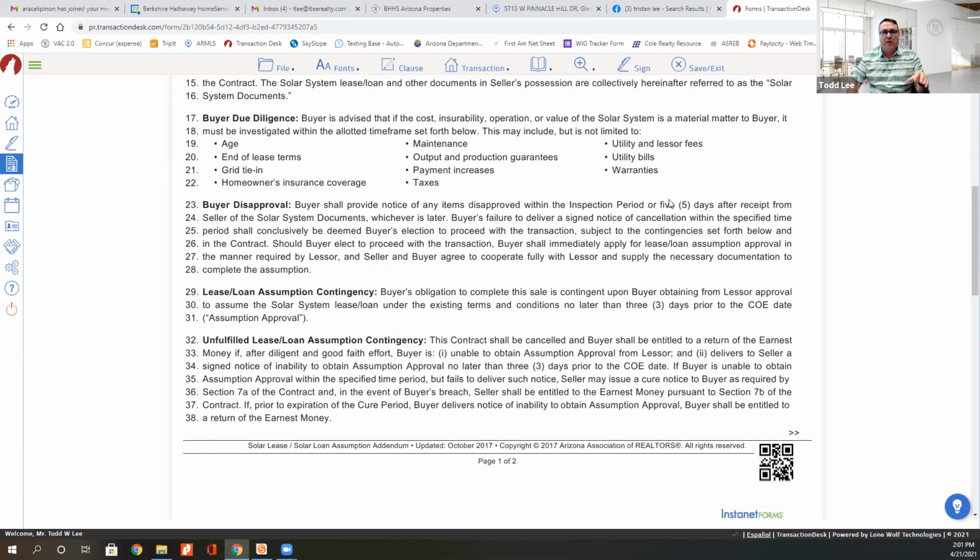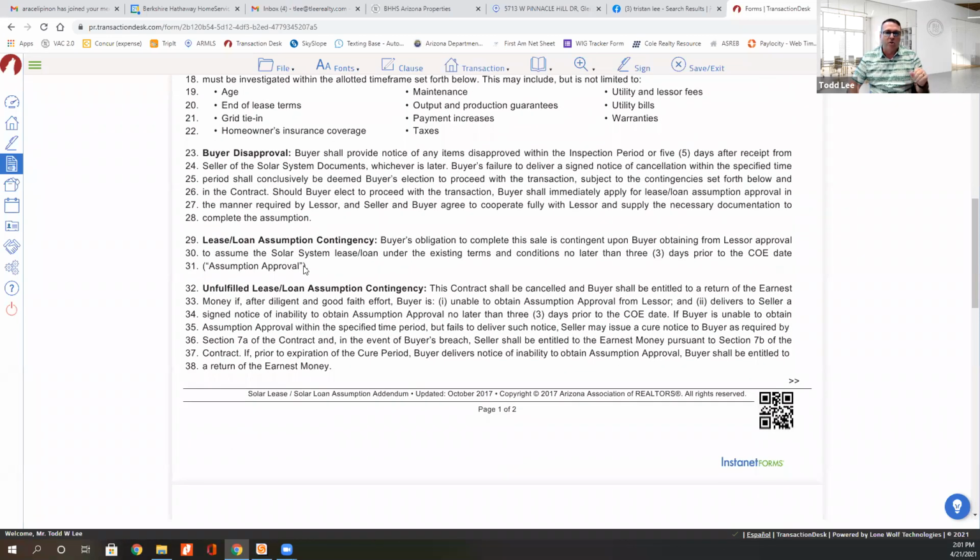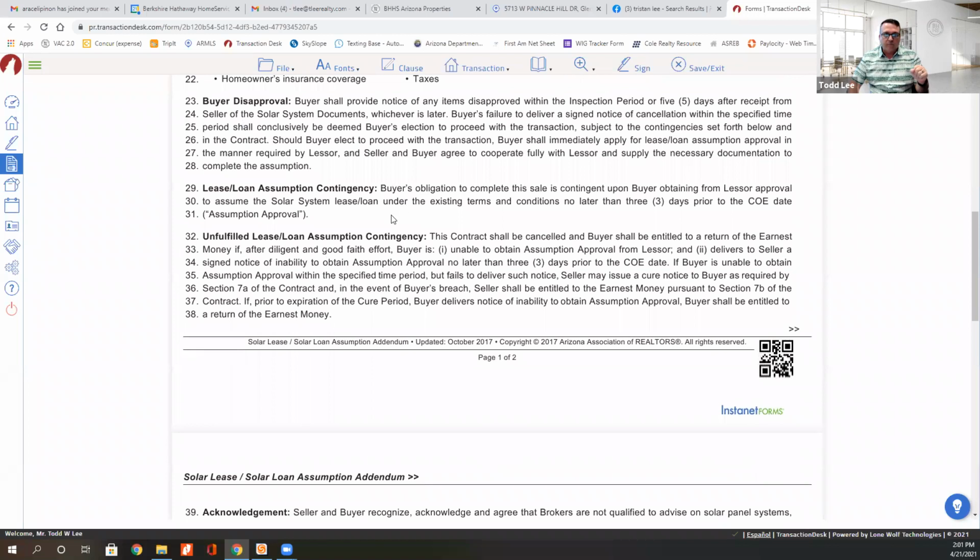If they disapprove of anything, they have 5 days after receipt of the solar system documents, or the end of the inspection period, or 5 days after they receive the documents from the seller, to give notice that either they want to continue or cancel based on what they've got. They've got 5 days to review them. Buyer's obligation to complete the sale is contingent upon the buyer obtaining from lessor approval to assume the solar system lease or loan under the existing terms and conditions no later than 3 days prior to close of escrow.